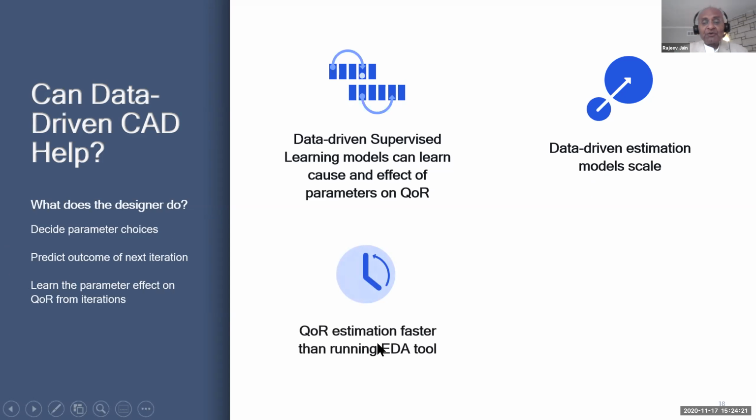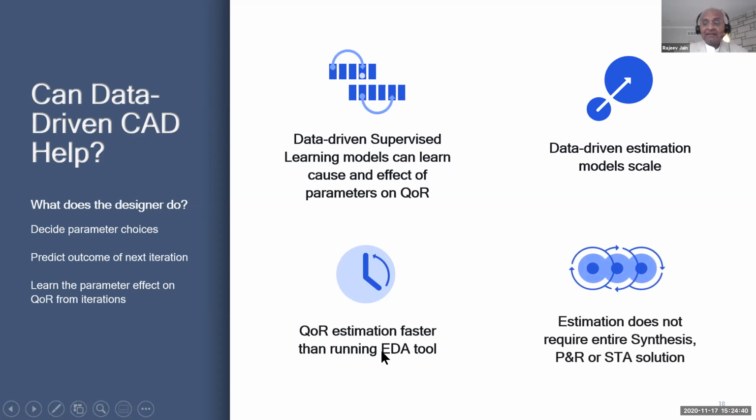Thirdly, the estimation will run a lot faster than running the EDA tool itself, because of course we now have a mathematical function that is approximating what the tool would do, and we don't have to go through the actual task of doing the synthesis or place and route to get that estimate. And that's because when we're in the optimization process, we don't actually require the entire solution of the EDA tool. We need a good enough approximation to what the outcome would be to decide how we can optimize.